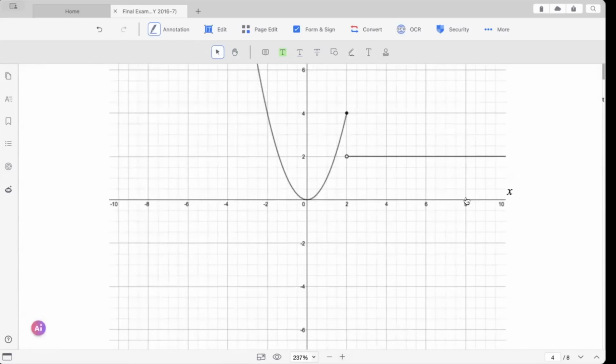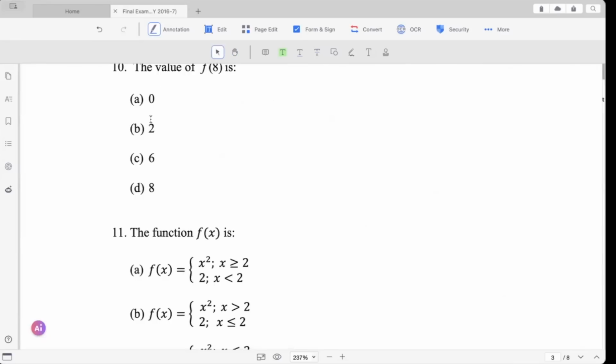So this is x is 8, and you look, it's cutting this line, and this line is like a y equal 2. So that means when x is 8, y is 2. So I can go ahead, circle that, my answer is B.